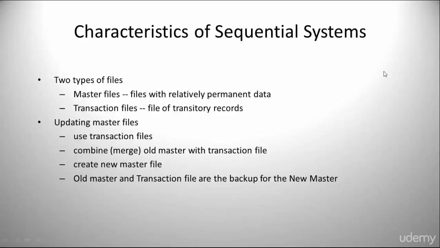When we look at the characteristics of sequential systems, we have two types of files: master files, which are files with relatively permanent data, and transaction files, which are files of transitory records. Another characteristic is being able to update master files. We can use transaction files, combine or merge old master files with transaction files, and create a new master file, while the old master and transaction file are the backup for the new master file.